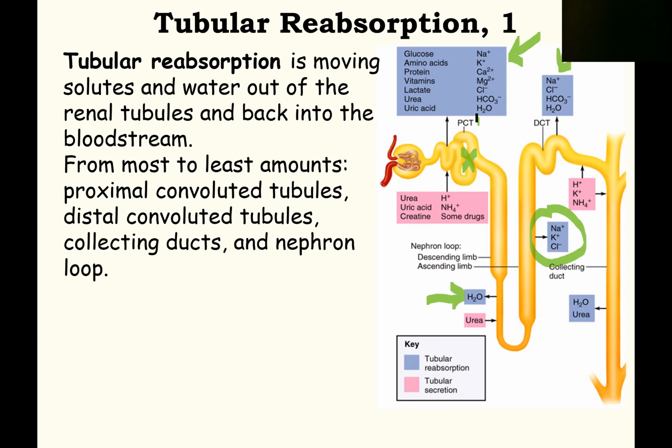Most of the material comes out of the proximal convoluted tubules. That's why you have this huge box. The second volumes come out of the distal convoluted tubule and the collecting ducts. The smallest amount comes out of the nephron loop.